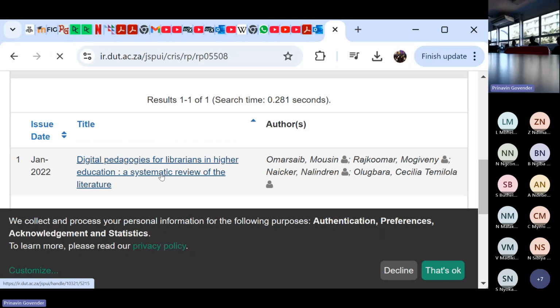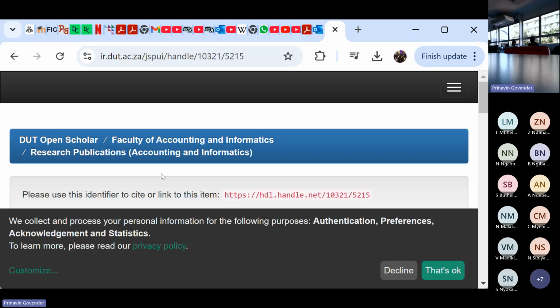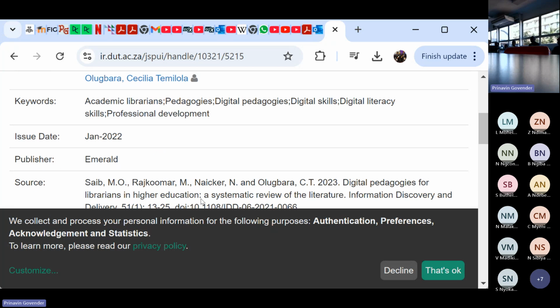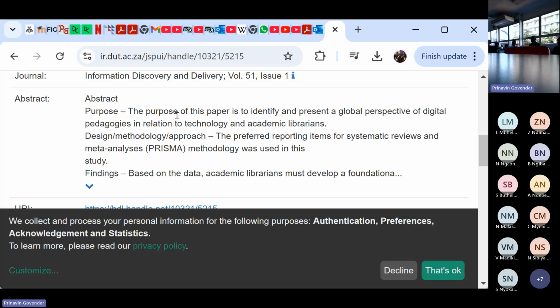So I want to use this as a template to write your article. All right. Now, remember, we are students, we are learning. Doesn't matter. I can guarantee you, Prof. Rajkumar won't mind. She'd be happy that we are using her article. Professor Nalendra Naika, now he's my head of department, a colleague. Right? So we want this. The purpose of this paper is to identify and present a global perspective of digital pedagogies in relation to technology and academic librarians.